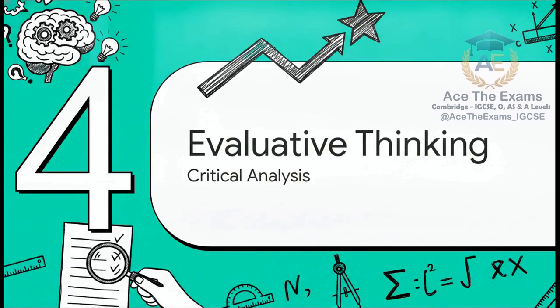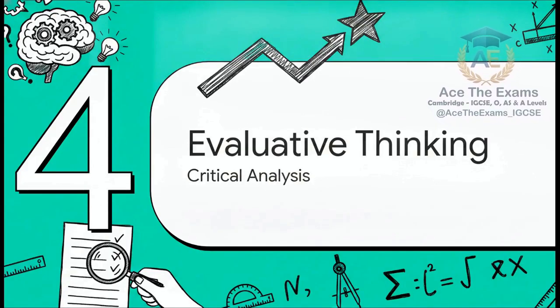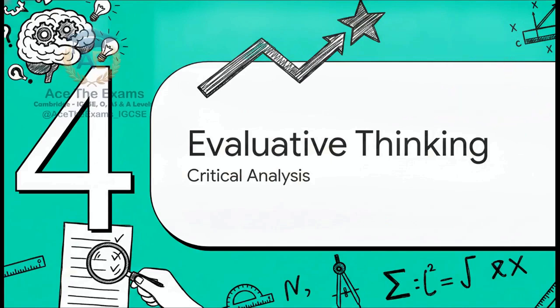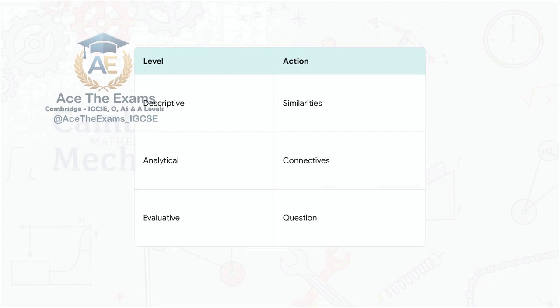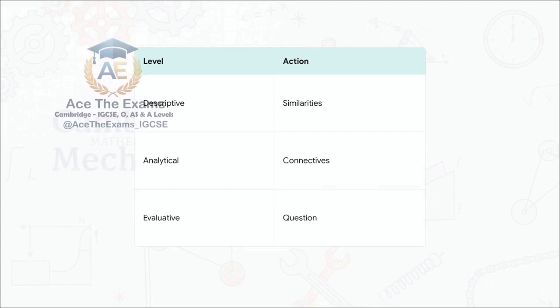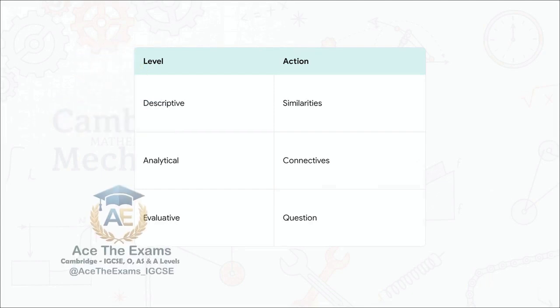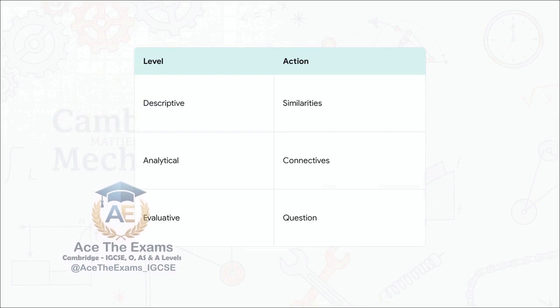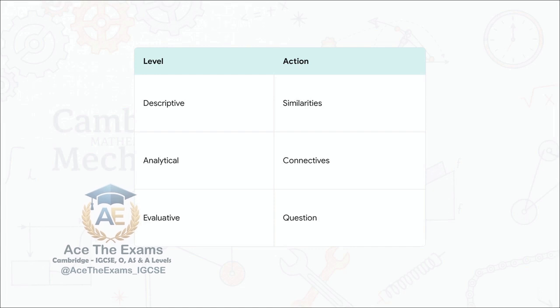Let's bring it all together in our final section, evaluative thinking, to master the highest order skill required for those top-tier marks. Top-scoring candidates operate at that evaluative tier by considering different perspectives, identifying differences alongside similarities, and backing up absolutely every decision with hard evidence. Let's break this table down into our final mathematical system.